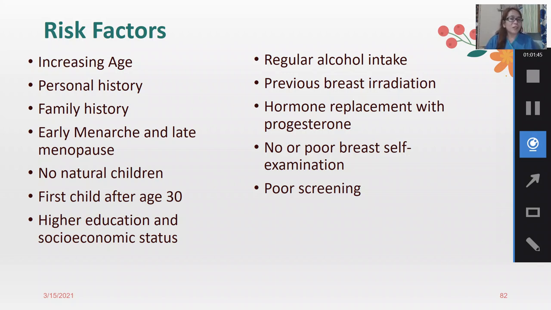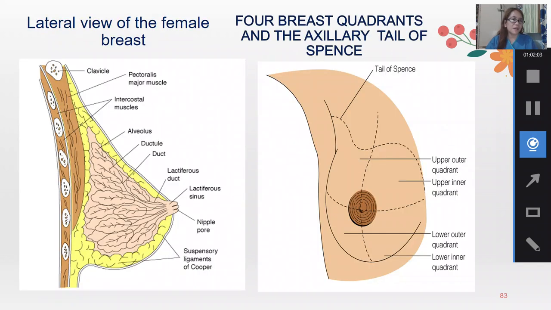Okay? So, regular alcohol intake. So, palaging umiinom ng alcohol. Previous breast irradiation. Hormone replacement with progesterone. No or poor breast self-examination or poor screening. So, those are risk factors.